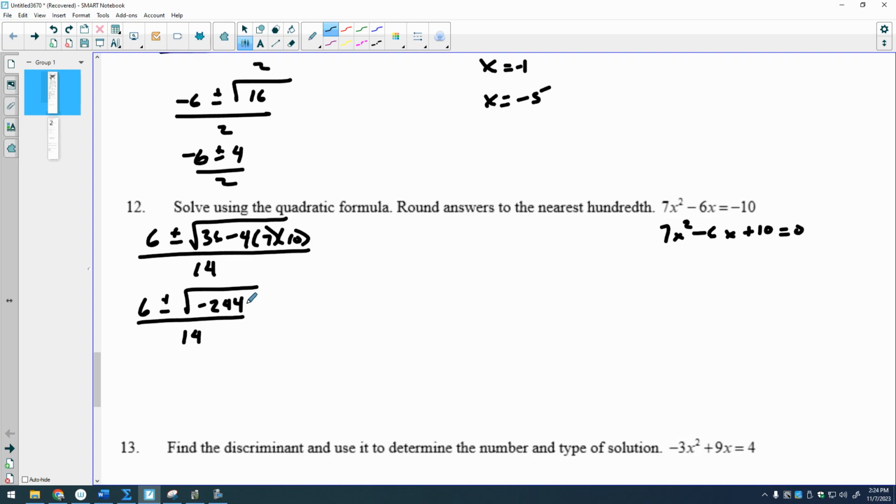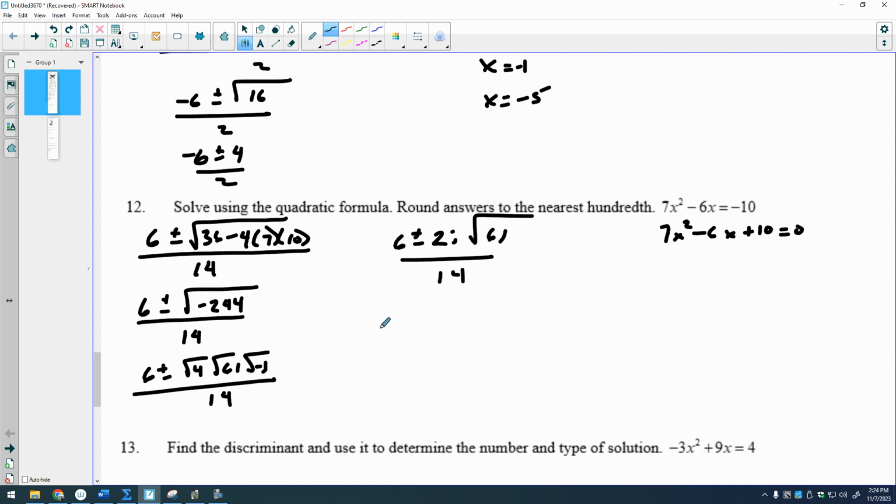244 reduces down to 4 and 61. And then the negative is a negative 1. Doing some reducing, I get 6 plus or minus 2i square root of 61. And that reduces down to x equals 3 plus or minus i square root of 61 all over 7, dividing 2 out of all of these terms.